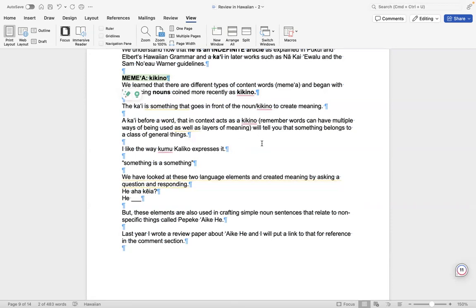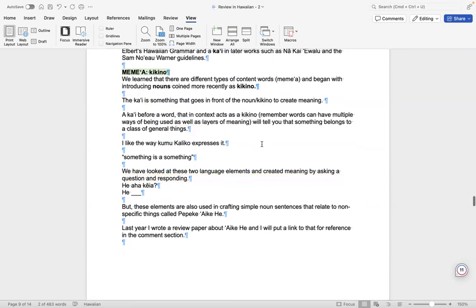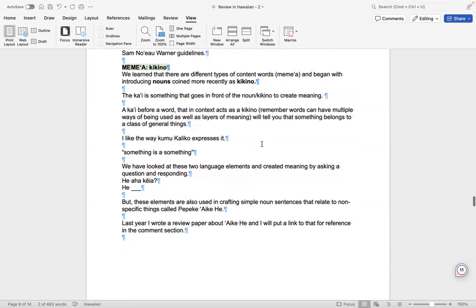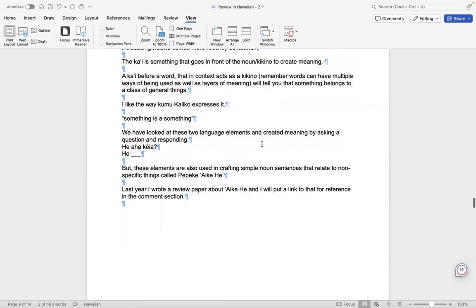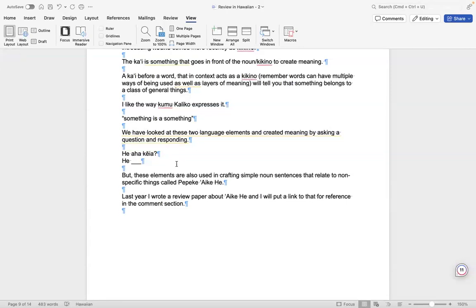Will tell you that something belongs to a class of general things. I like the way Kumukaliko expresses it: something is a something. We have looked at these 2 language elements and created meaning by asking a question and responding. He ha kēia. He, fill in the blank. But these elements are also used in crafting simple noun sentences that relate to non-specific things called aikehe.